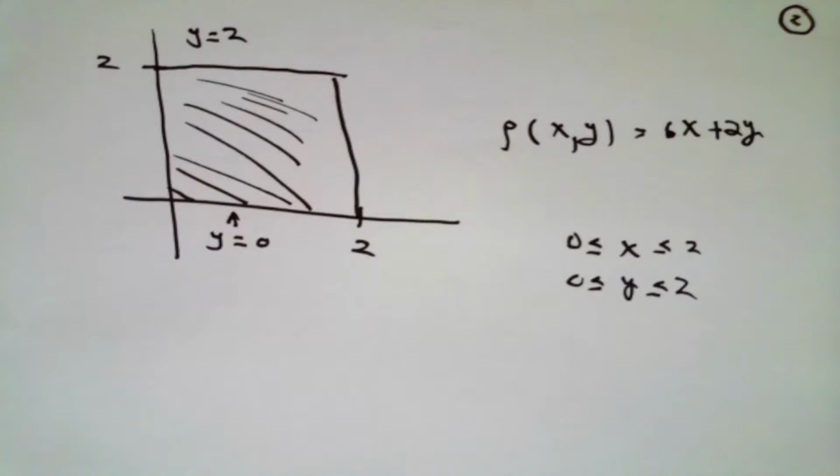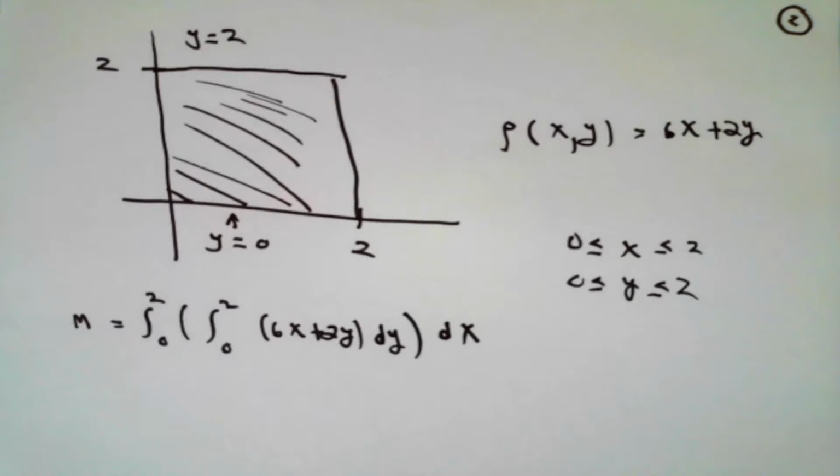If the mass density was uniform, you would expect that the center of mass would be at the center of the square, at x equals 1, y equals 1. But because I'm going to use a mass density that is 6 times x plus 2 times y, it's likely that that's not going to be the case. The first thing we have to do is to find the mass.